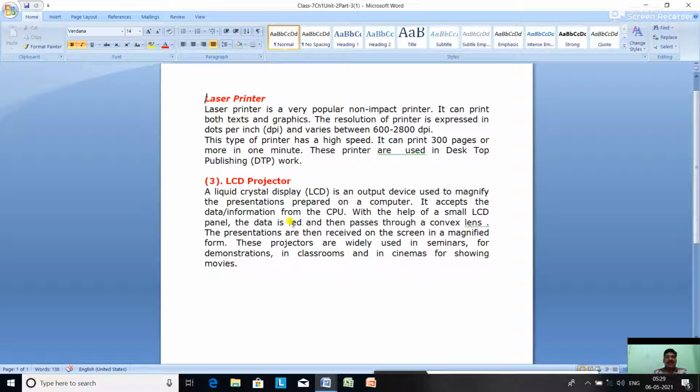Okay, so this was the LCD projector. So we have finished all the output devices. In our next class, we will discuss the secondary storage devices.